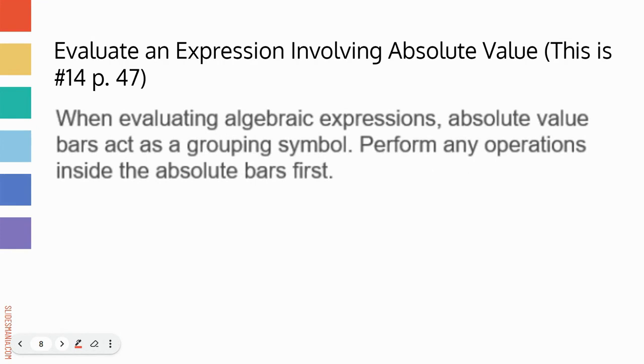Okay, when evaluating algebraic expressions, absolute value bars act as a grouping symbol. Perform any operations inside the absolute bars first. So that means think of parentheses. Parentheses are grouping symbols. The square brackets are also grouping symbols. So now we also have absolute value symbols, which are also grouping symbols. So they work just like parentheses do.